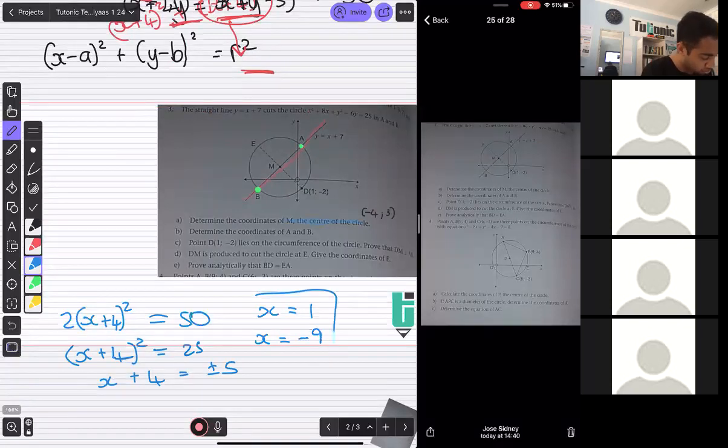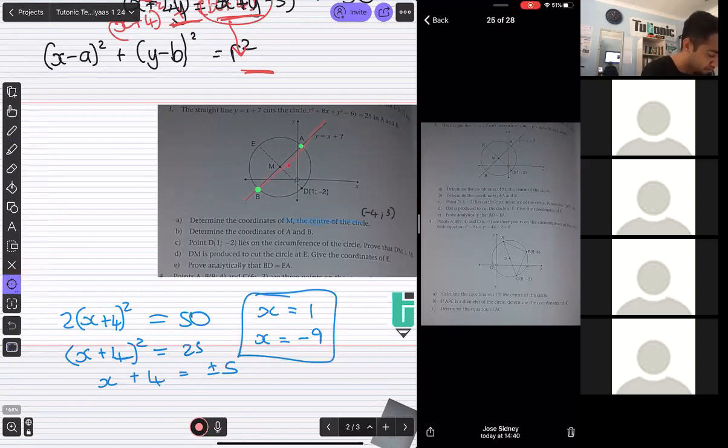So why do you get two answers? You get two answers because aren't there two intersection points? Yes. There are two intersection points, so that's why you get two answers. The one is when x is 1, which is over here, and the other is over here, which is minus 9. And therefore, we can work out the coordinates.